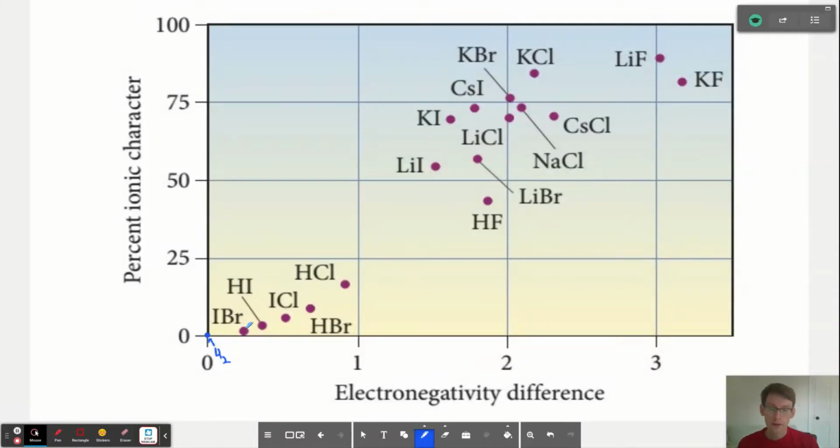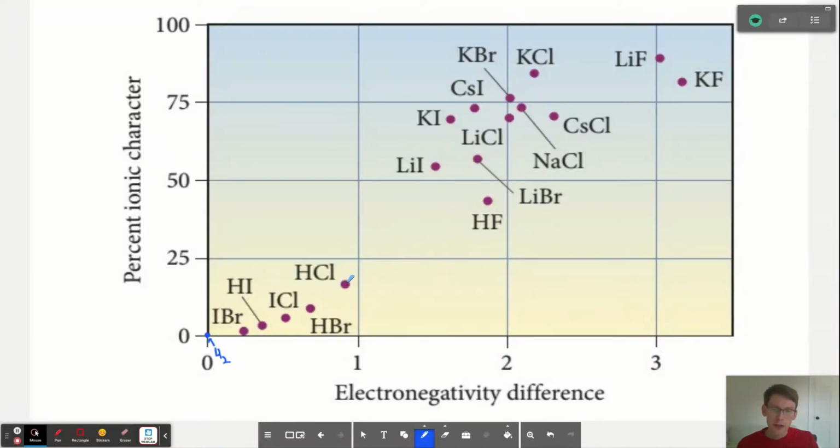When you do have an electronegativity difference, as in the case of IBr, which is a small electronegativity difference, you'll get a small, slight percent ionic character. The bromine is going to be a little bit more partially negative, and the iodine will be a little bit partially positive, but not a lot.